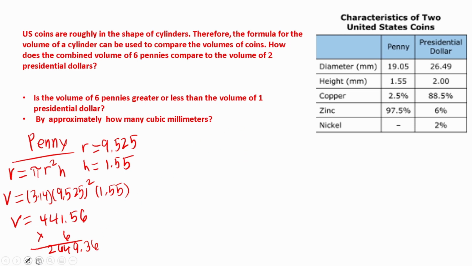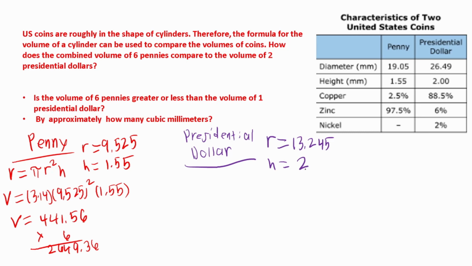Now we need to do our presidential dollar, which is just a dollar that's a coin. So it's a coin version of the dollar instead of paper. Now, the radius of this is going to be half of 26.49, which is 13.245. And the height is 2.